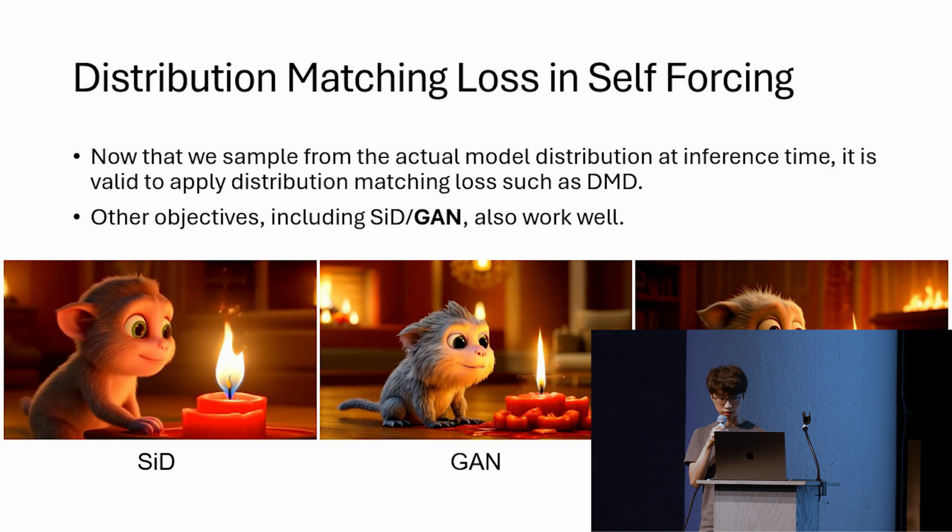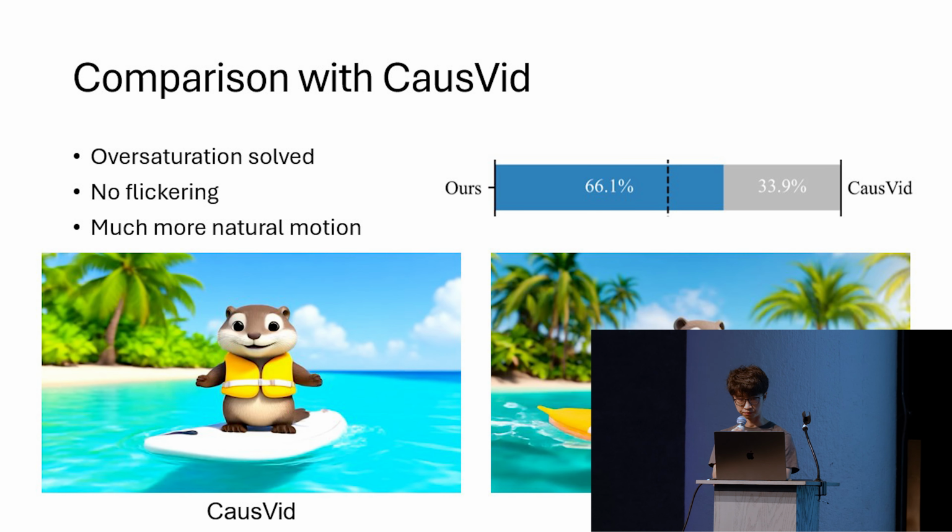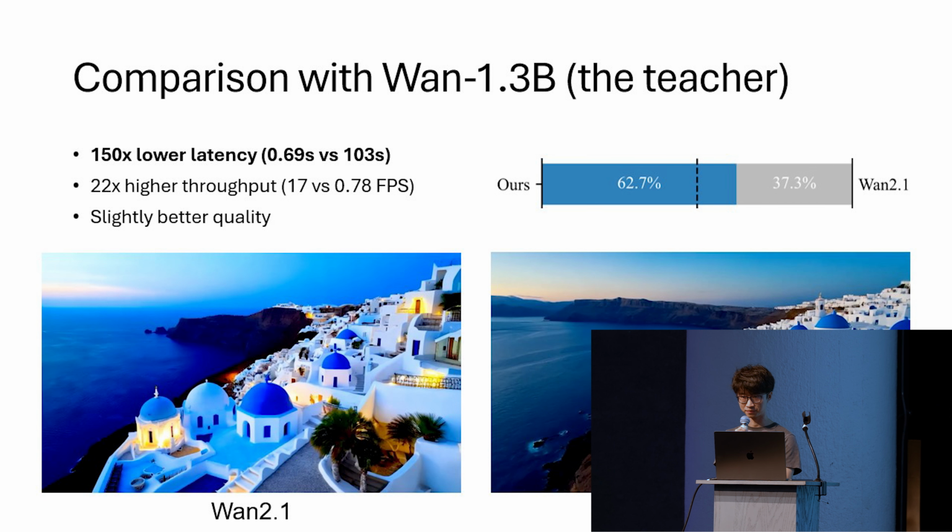In Causvid, we tried DMD, but it's a more general method, so you can apply any other distribution matching loss. Basically, you want to make sure the generated video distribution is similar to the real video distribution. So you can also use methods like GAN, and we show much better results compared with Causvid under the same setting. You don't have oversaturation, you don't have flickering. I think there's some video compression effect, but the motion is actually much more natural.